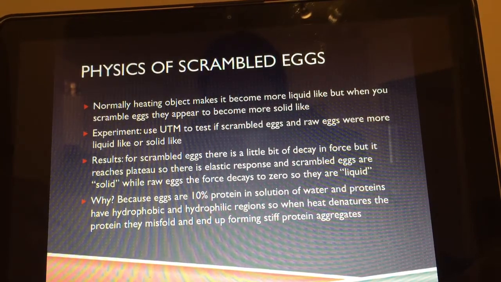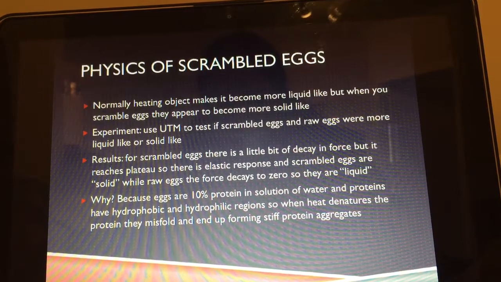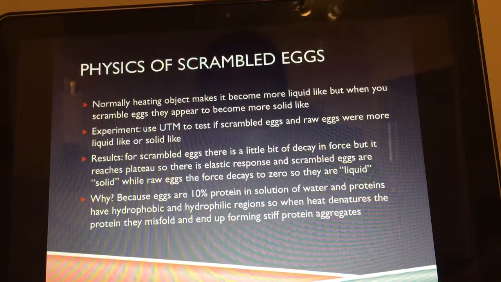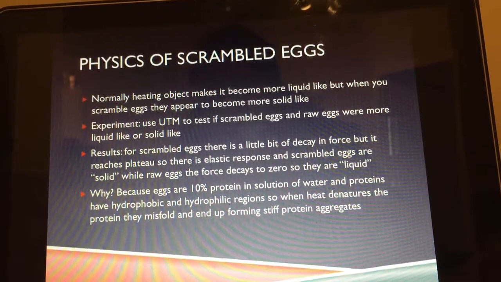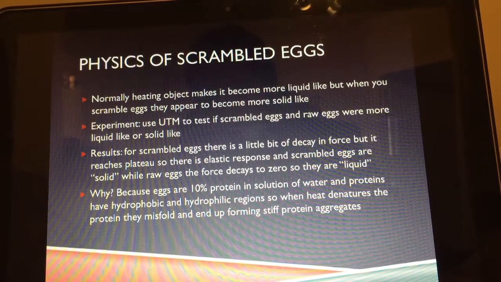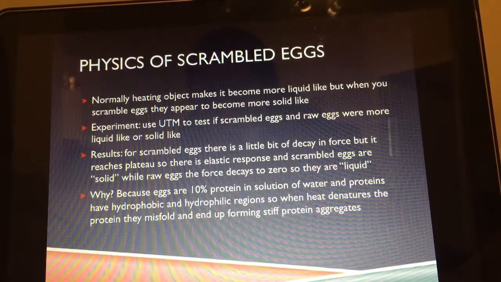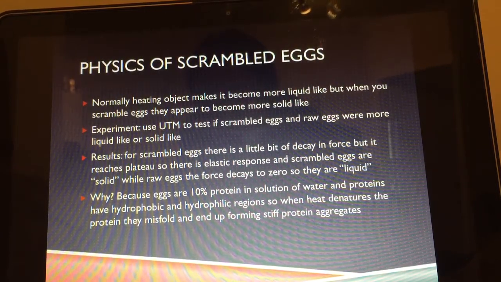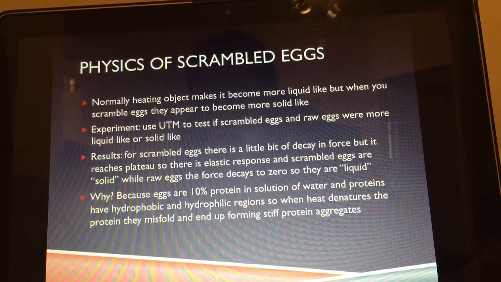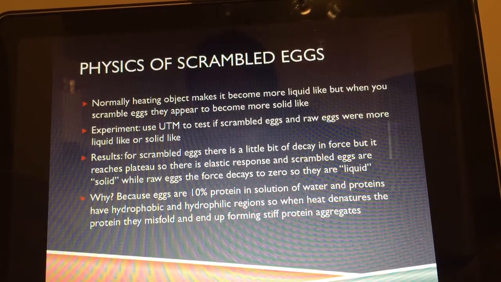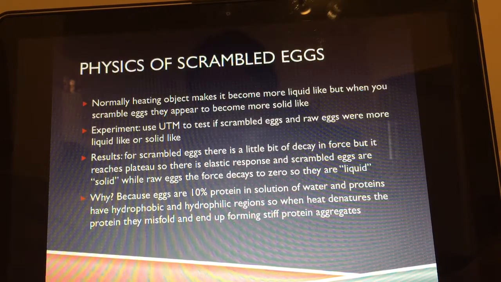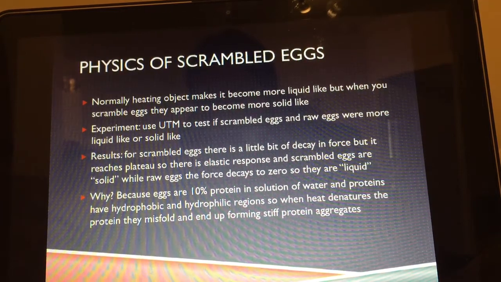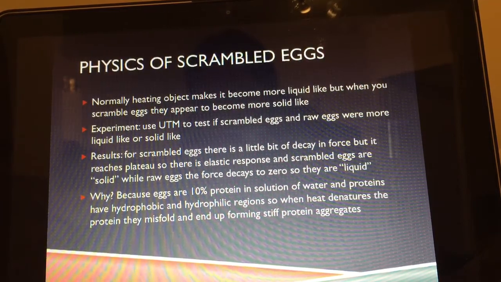So if scrambled eggs are more solid than raw eggs, why does heat make eggs more solid? This is because eggs are 10% protein in solution of water. Proteins have hydrophobic and hydrophilic regions, so the protein folds to keep the hydrophobic regions in the interior of the protein isolated from water, and the hydrophilic regions on the surface of the protein interacting with water. Heating denatures proteins so they unfold. When the protein tries to fold again after denaturation, they misfold, and the different hydrophobic and/or hydrophilic regions of different polypeptides end up sticking together and give a stiff aggregation of proteins. This aggregation of proteins is what makes scrambled eggs harder than raw eggs.